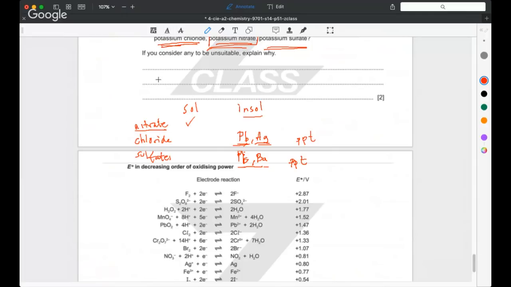So you've got to get 2 marks here. If you consider any to be unsuitable, explain why. You're going to say that KCl and potassium sulfate are not suitable because PbCl2, AgCl, and PbSO4 would all form and are insoluble, in brackets, form precipitates.